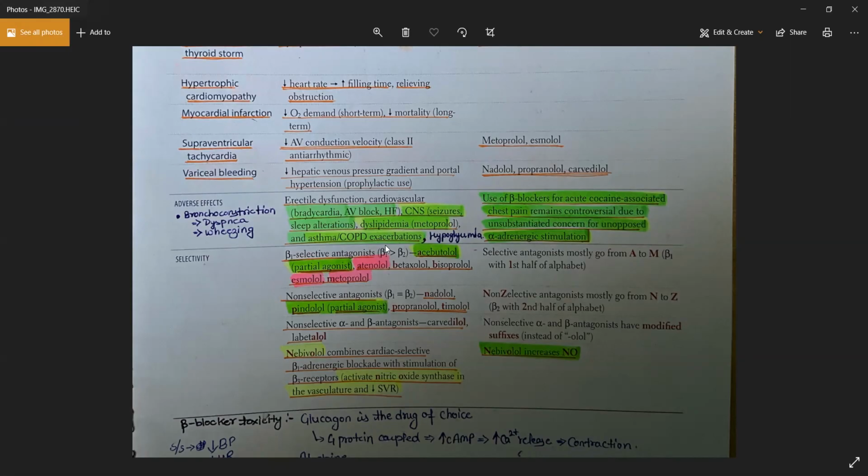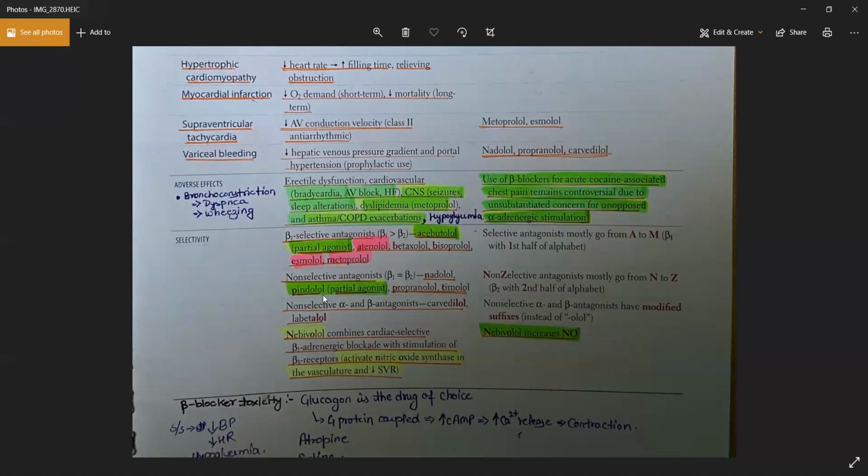And if you use the beta blockers in case of acute cocaine intoxication, what you can have is unopposed alpha stimulation. So you will always want to prevent this, avoid the use of beta blockers in case of cocaine intoxication.